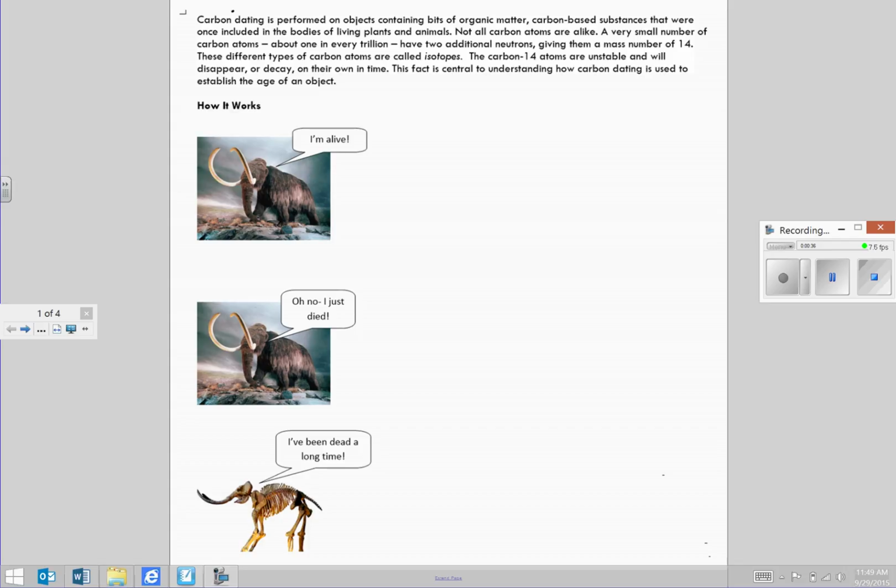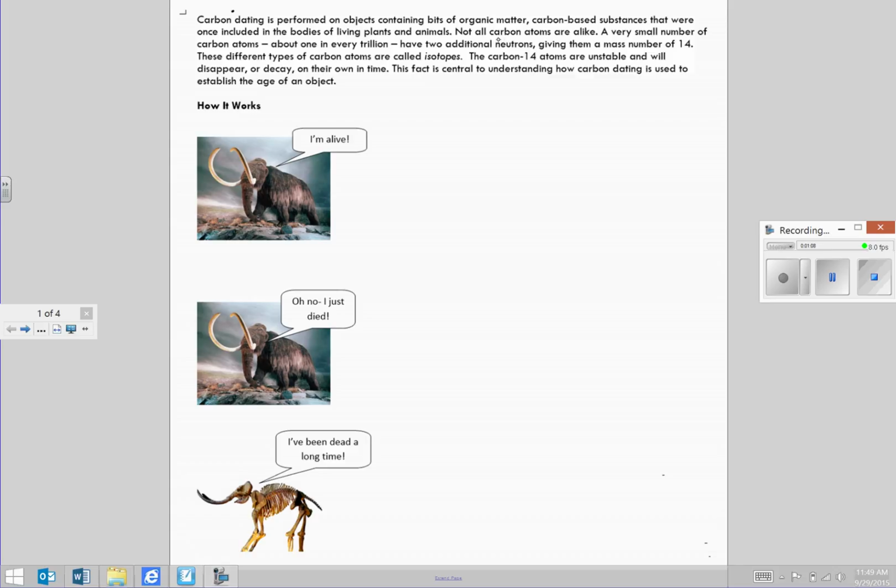Okay, so carbon dating is a really practical application of radioactive decay. We've talked about how atoms can emit radiation and literally become a different atom. In this case, the carbon in living things is a very practical application of how we can use this. So read with me from the top here. Carbon dating is performed on objects containing bits of organic matter, carbon-based substances that were once included in the bodies of living plants and animals.